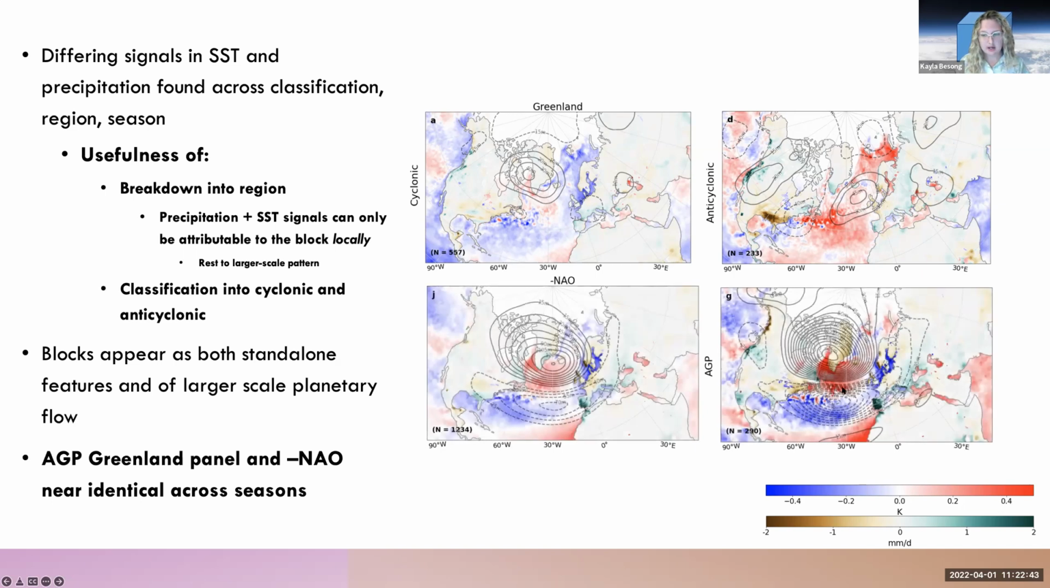So further, again, we have a really intense AGP or Z500 millibar index composite that really looks like this NAO composite. And while the Greenland one looks like it has somewhat of an NAO-like structure, it doesn't really have this dipole that's resemblant of the NAO panel. So across all of the panels, the AGP Greenland panel and the negative NAO are near identical. And that's something to just keep in mind as we move forward.